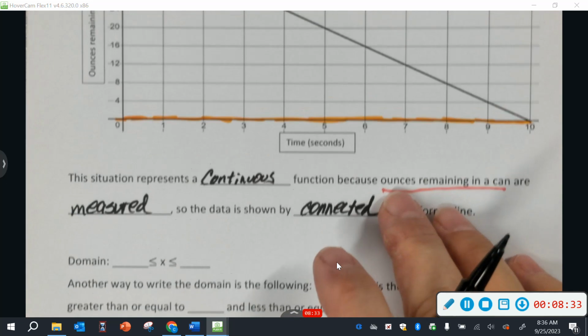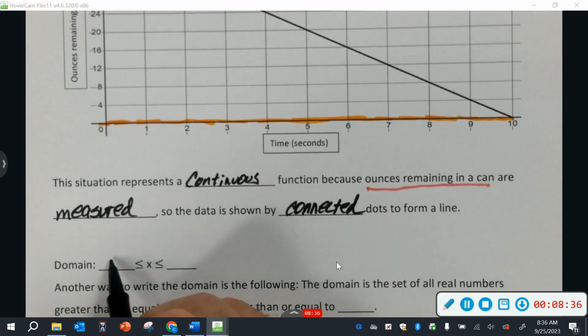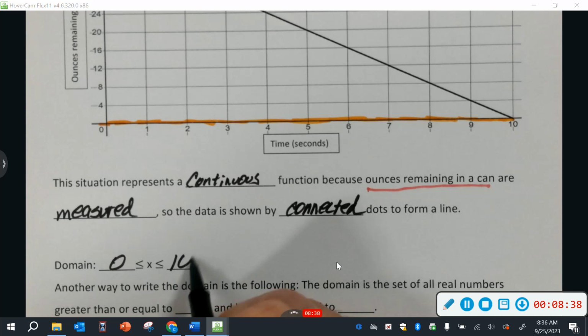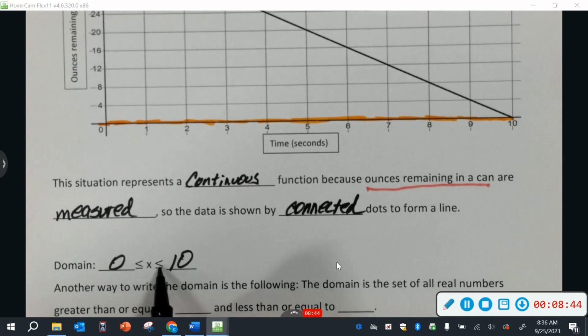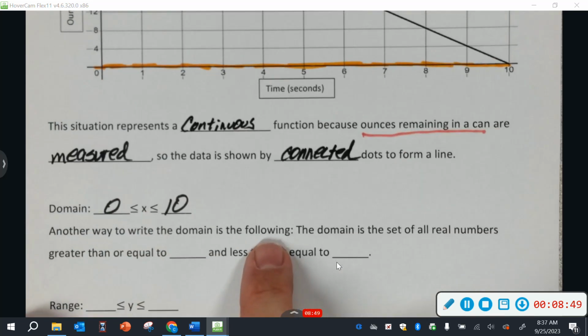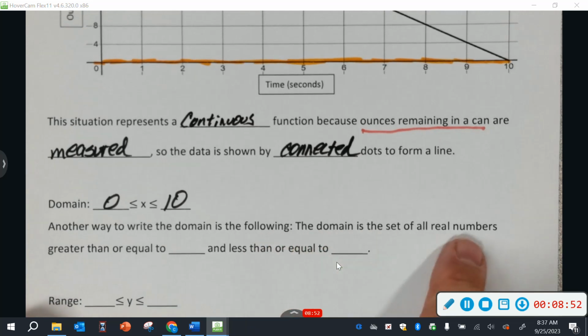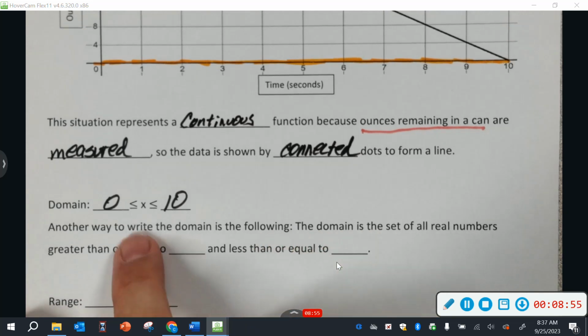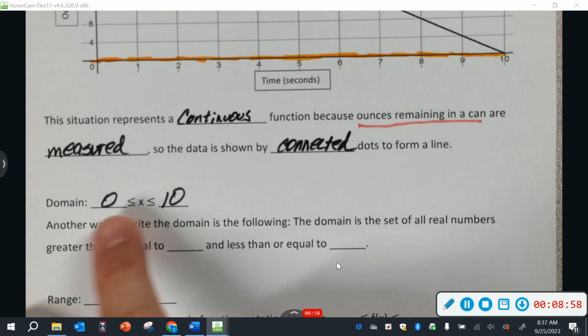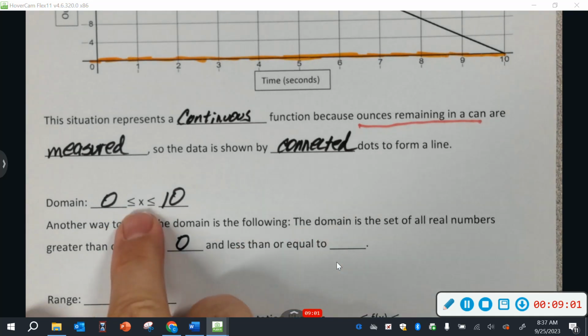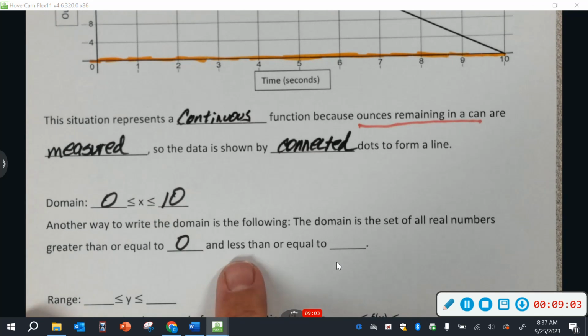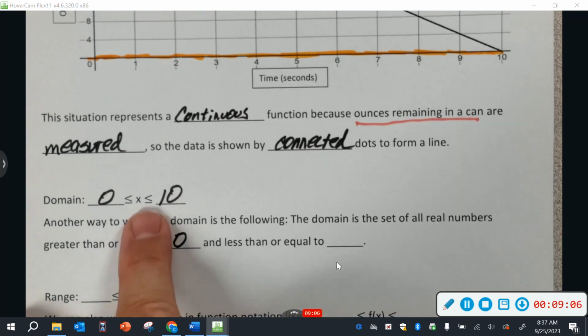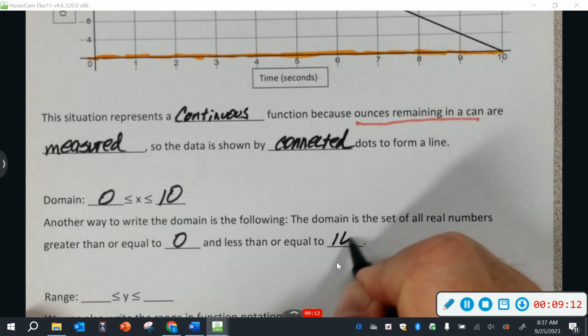So to write the domain, we're going to write it like this. So the domain is between 0 and 10. So x is greater than or equal to 0. X is also less than or equal to 10. Now another way to write the domain is the following. We can say this. The domain is the set of all real numbers greater than or equal to, notice this is greater than or equal to, so we're going to put 0. X is greater than or equal to 0, and it's also less than or equal to 10. So x is less than or equal to 10, so we will put 10 right there.